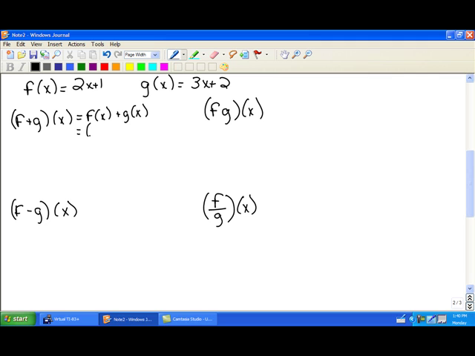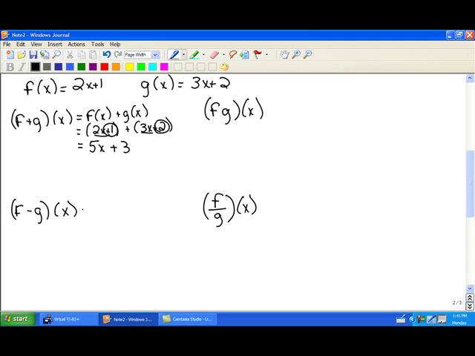At this point, we just substitute f of x is 2x plus 1, g of x is going to be 3x plus 2, and we're just combining the like terms. 2x and 3x make 5 of our x's, positive 1 and positive 2 make a positive 3. So f plus g of x is just equal to 5x plus 3.